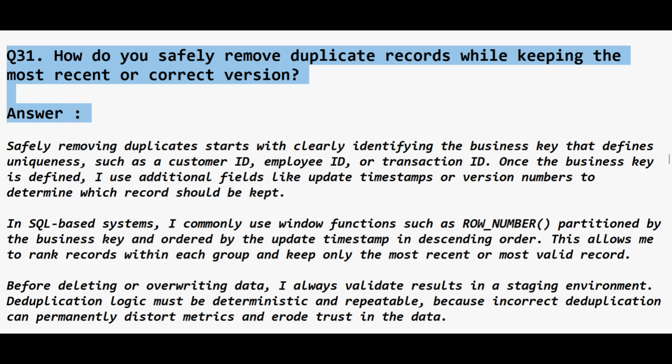In SQL-based systems, I commonly use window functions such as row_number, partitioned by the business key and ordered by the update timestamp in descending order. This allows me to rank records within each group and keep only the most recent or most valid record. Before deleting or overwriting data, I always validate results in a staging environment. Deduplication logic must be deterministic and repeatable because incorrect deduplication can permanently distort metrics and erode trust in the data.